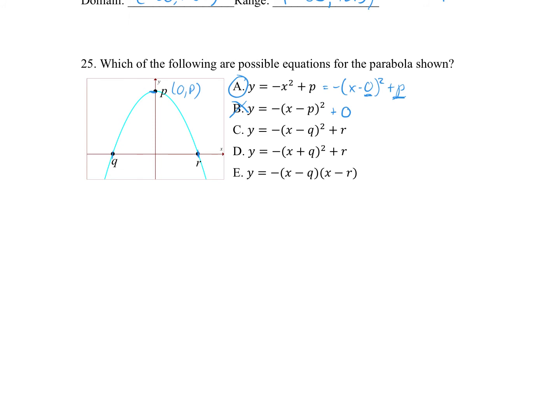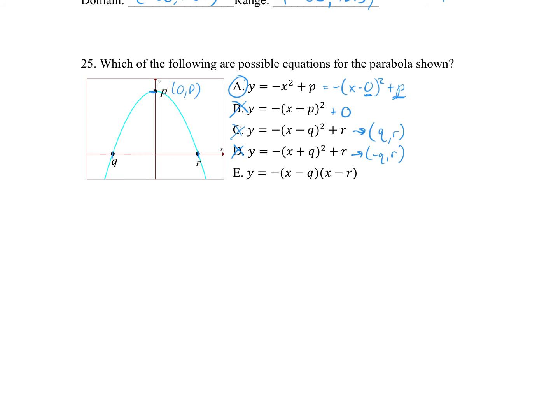Now if we look at C, Q is an x value, so that's okay. We have x minus Q squared plus R. The only thing is that this is still in vertex form, right? So based on this, our vertex would be at Q comma R, and that is very clearly not true. If we look at our graph here, our vertex is at 0 comma P, not Q comma R, so that one doesn't work. Now if we look at D, very similar story, except instead of a positive Q, we have a negative Q. Negative Q, R would be our vertex, and that's not correct according to the graph, so D is eliminated as well.